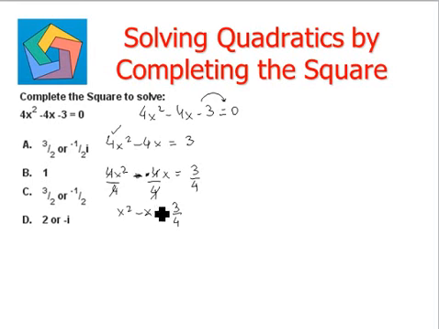Here the x term is negative 1. We half it, so it becomes negative half. And then we have to square this. This becomes 1/4. So now we add this 1/4 to both sides of the equation. So this becomes x squared minus x plus 1/4 equals 3/4 plus 1/4.